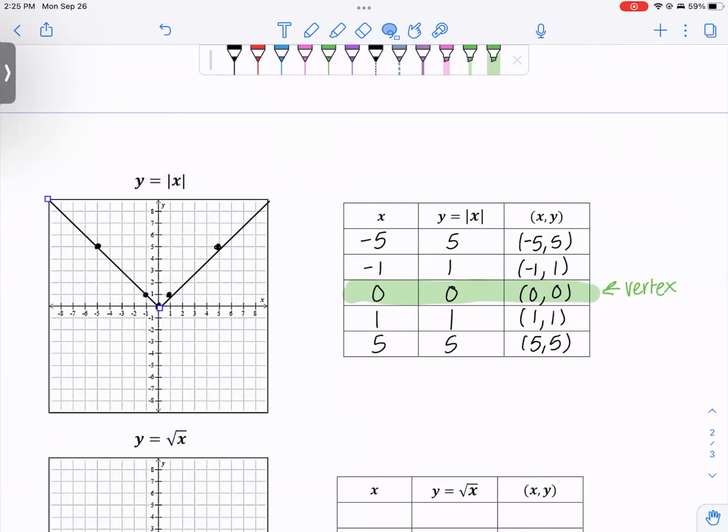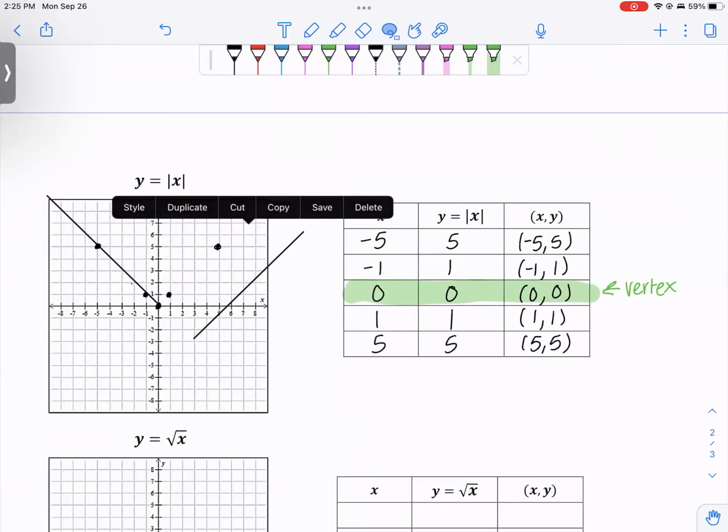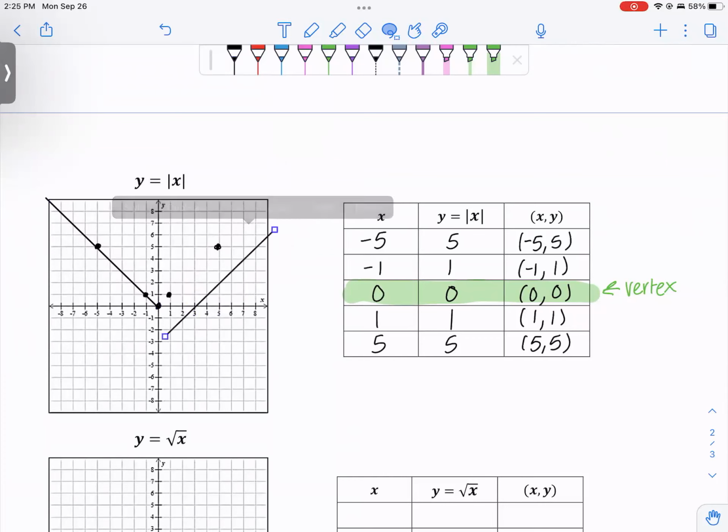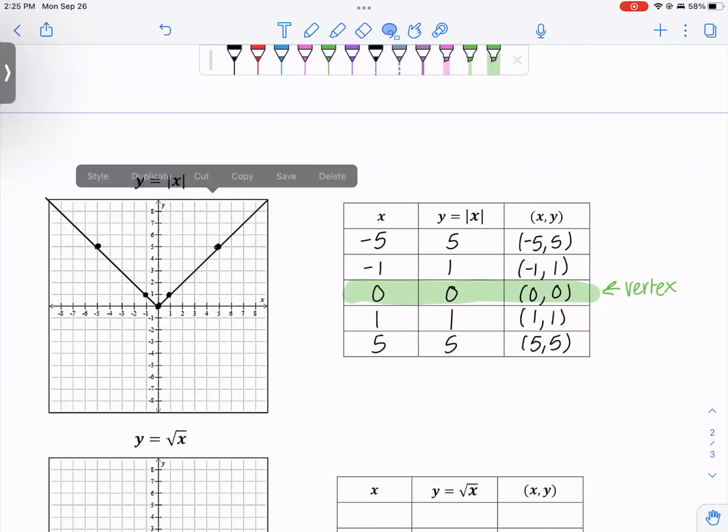It doesn't want to play. Please. There we go. Close enough. This is the shape of the absolute value of x.